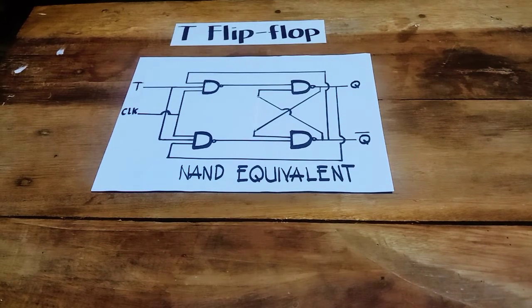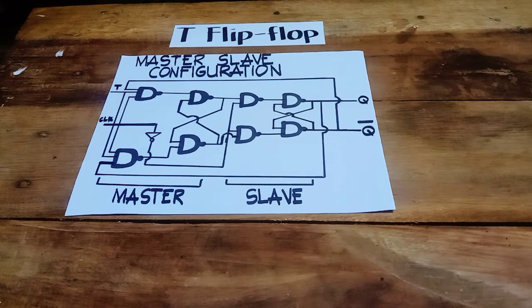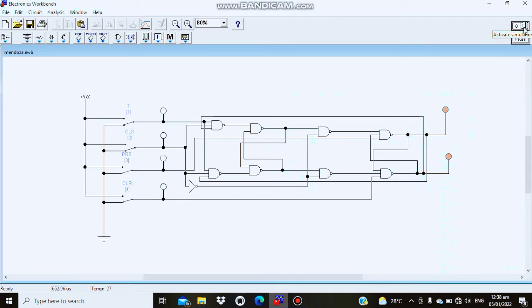This is the basic logic circuit of a T flip-flop using NAND gates. And I have here the master-slave configuration of a T flip-flop by cascading another bistable circuit. Now, we will try to simulate the T flip-flop using EWB based on master-slave flip-flop with two asynchronous active low inputs. The preset makes the output high and the CLR makes the inverted output high.